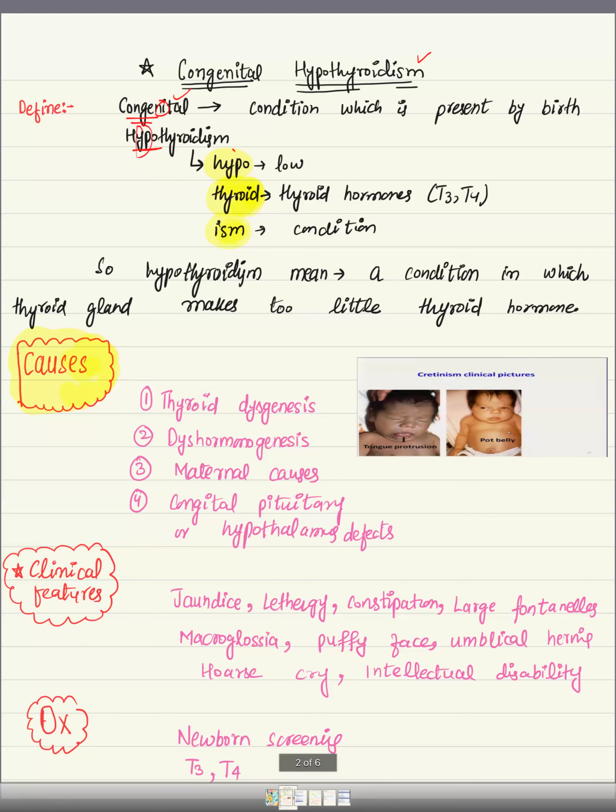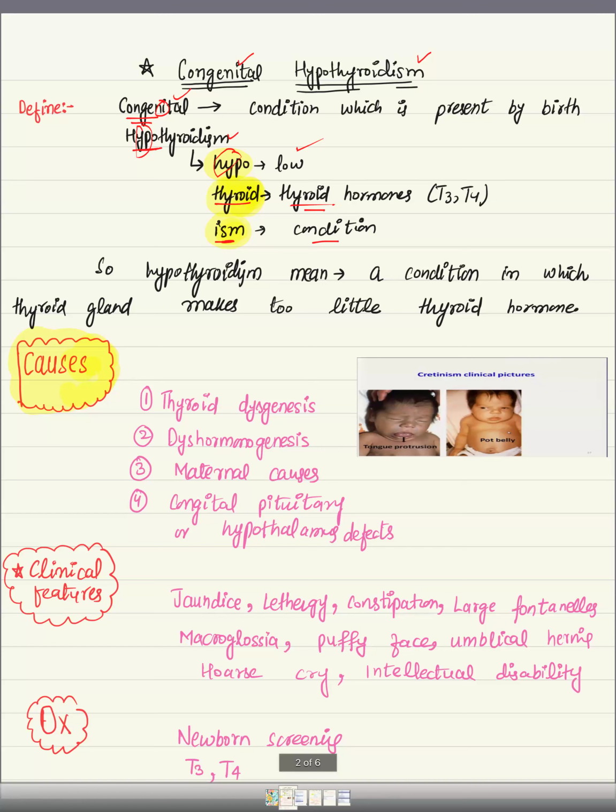So hypo means low, and thyroid means the thyroid hormones which are produced from the thyroid gland. And ism is a term used for a condition. So hypothyroidism means a condition in which your thyroid gland makes less or little thyroid hormone. It is called hypothyroidism. And if that condition is present by birth, we call it congenital hypothyroidism. So this is the definition of congenital hypothyroidism you have to remember.